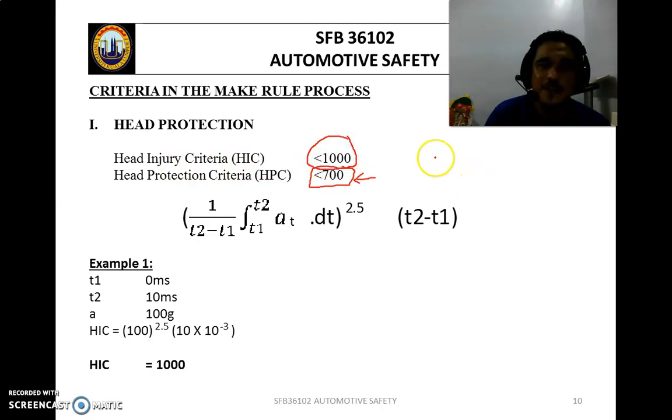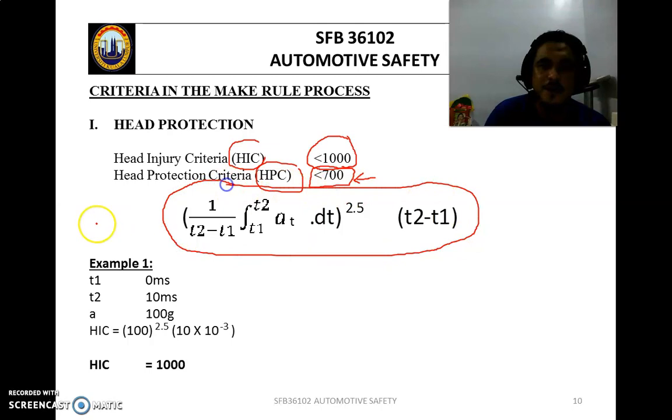So we have a difference of 300 here. 300 is considered a safety buffer. Okay, the actual target by the automobile company is below 700. All right, so how to get below 700 for HPC and HIC using this formula.